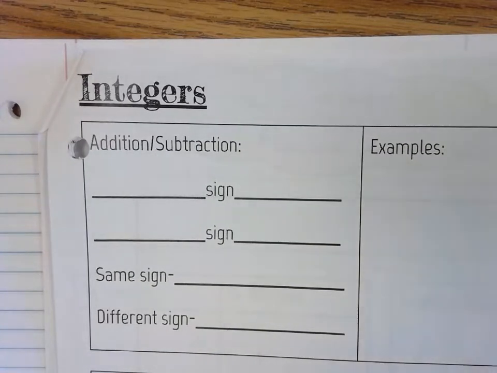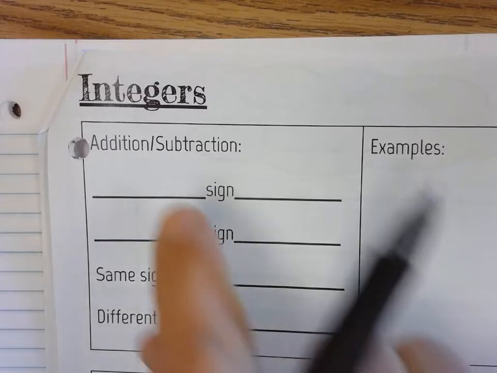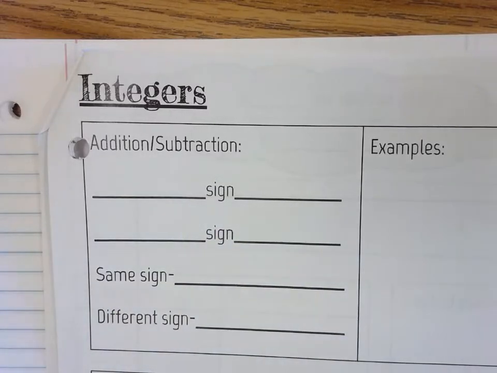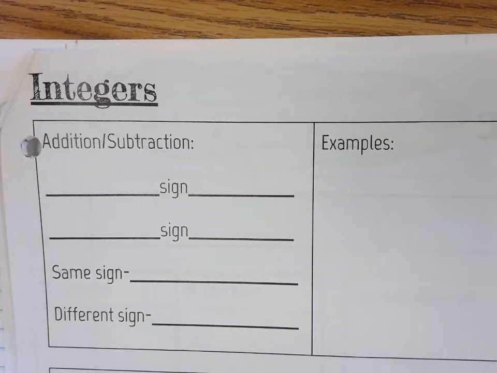So today we are reviewing integers. Are you ready, soldiers? Here we go. First part up here at the top, folks, we're going to review some addition and subtraction sign rules, and then we'll come over here and do a few examples, and then we'll work our way down.